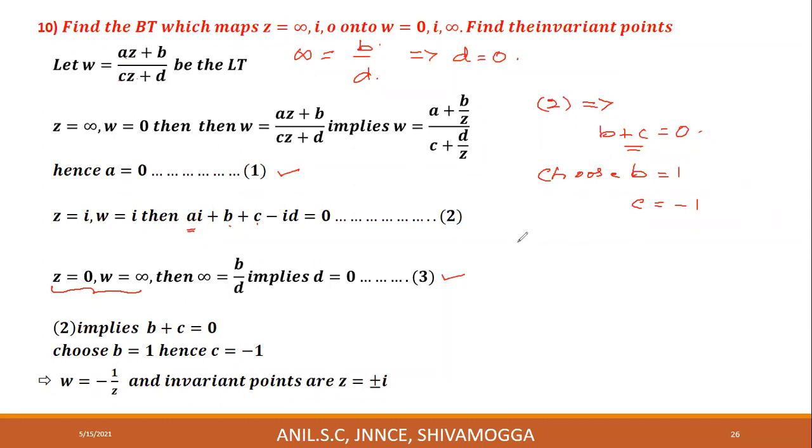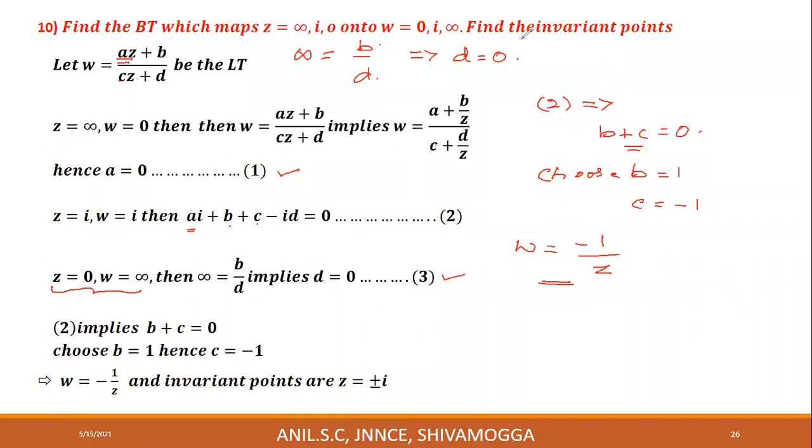Therefore, the required transformation W is equal to AZ plus B divided by CZ plus D. A is 0, plus B, B is 1, divided by CZ, C is minus 1 into Z is minus Z, plus D, D is 0. This is the required bilinear transformation. W is equal to minus 1 by Z.